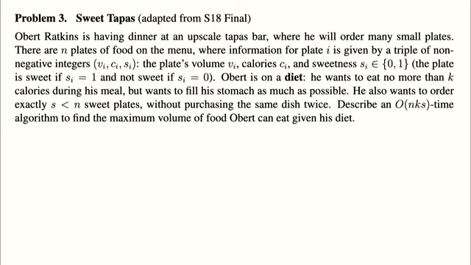he's on a diet, but he has a dinner at an upscale tapas bar where he's going to order many small plates, okay? There are n plates of food on the menu, where each plate has certain information. It has a volume, a number of calories in that dish, and a sweetness label, basically 0 or 1, whether it's sweet or not. But he's on a diet, and he wants to eat no more than K calories during his meal, but wants to fill his stomach as much as possible because he wants to feel full. So he wants to maximize the volume that he fills, even though he wants to restrict the number of calories.